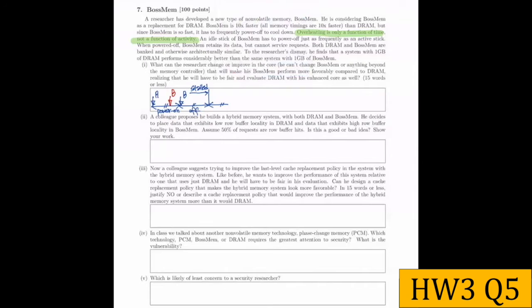Okay, so the possible answer should be prefetching or other speculation techniques like value prediction or out of order scheduling that enable caching of data which is necessary during BossMem's power off phase.